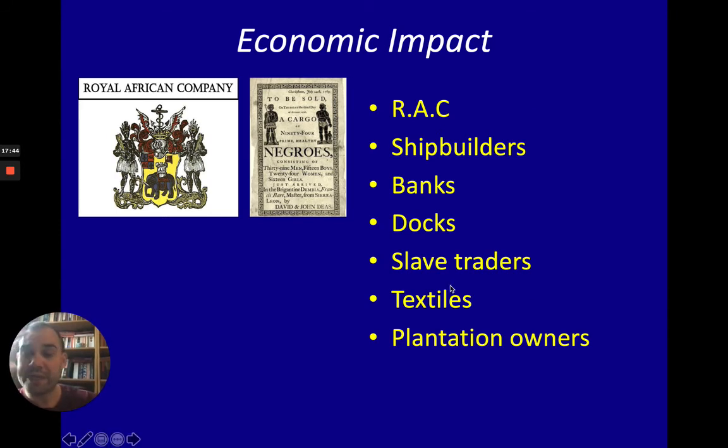The slave traders themselves made a huge amount of money. Textile factory owners made money as well, because what the slave trade allowed was the importation of cheap slave-grown cotton. So textiles massively benefited from the slave trade as well. And then there were obviously the plantation owners themselves. Lots of people in Britain owned plantations in the New World, and they made huge profits from that.